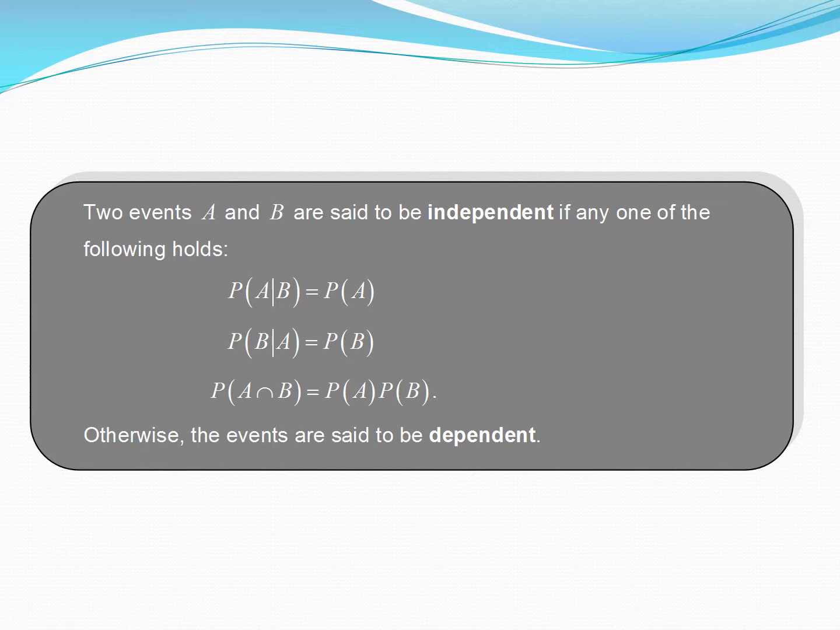And the probability of A and B will be equal to the probability of A times the probability of B. Otherwise, if these conditions do not hold, then it means that the events will be dependent.